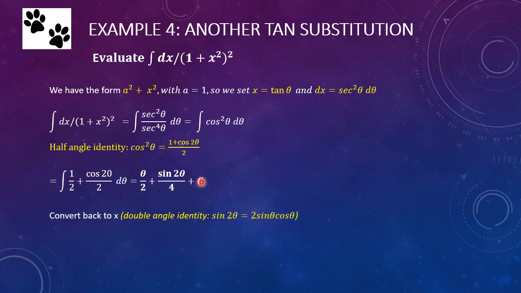Now we have to convert back to x. So far we've been able to just build a triangle based upon our original substitution, tangent theta equals x. So that means that tangent of theta equals opposite over adjacent, x over 1, so we can build that side and then build the hypotenuse. Okay.